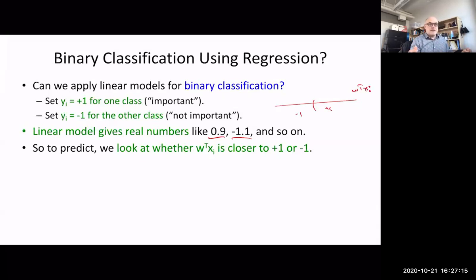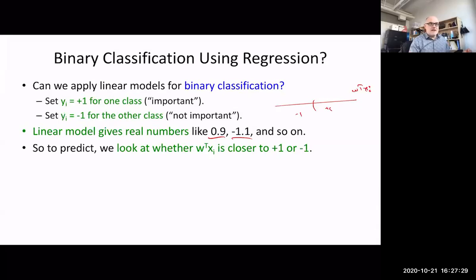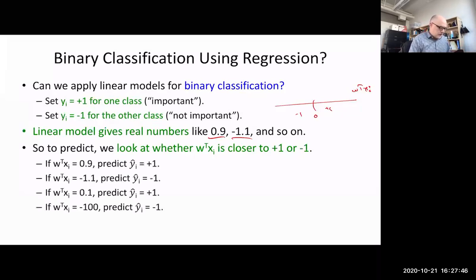Which values of W transpose Xi are closer to +1? Payman. Sorry, what was the question? Which values of W transpose Xi are closer to +1? Nico's got it, he's paying attention. Positive numbers, yes. So everything greater than 0 is closer to +1, and everything smaller than 0 is closer to -1.